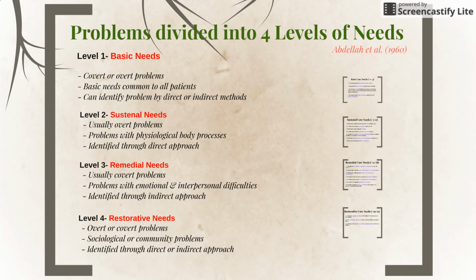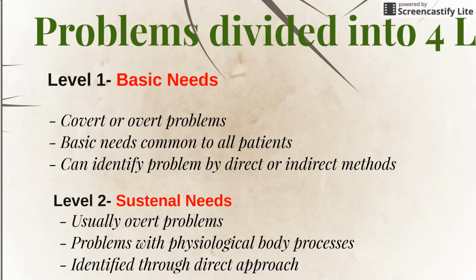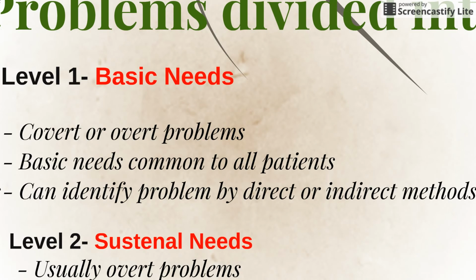So the problems can be divided into 4 levels of needs. When Abdellah put together these 21 nursing problems, she was influenced by Maslow's hierarchy of needs and comprised these problems based on that. The first of these is level 1, which is basic needs. When Abdellah examined problems, she defined problems as being either covert or overt. Covert problems are hidden problems, so these are things that take different ways of actually exposing them. And overt or obvious problems can be seen up front.